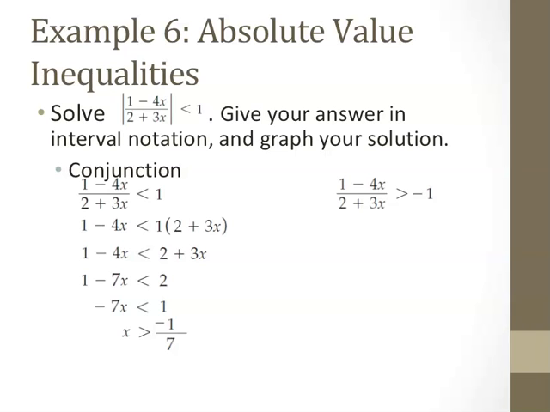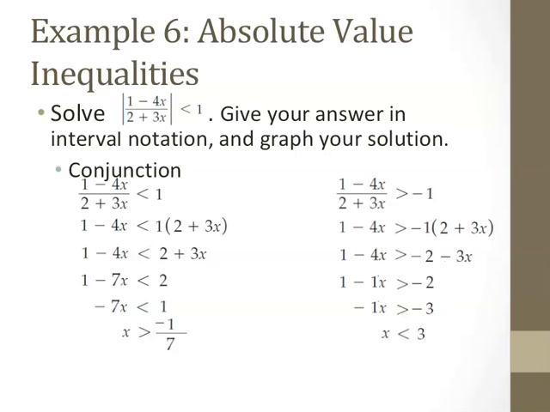In the second inequality, we'll do the same thing. We will multiply both sides by 2 plus 3x and get rid of that denominator. Multiply that out, and we have 1 minus 4x is greater than -2 minus 3x. We'll go ahead and add 3x over to the left. Subtract the 1 over to the right. And now we have to divide both sides by -1. So we will have to switch the inequality. So now it says x is less than 3.